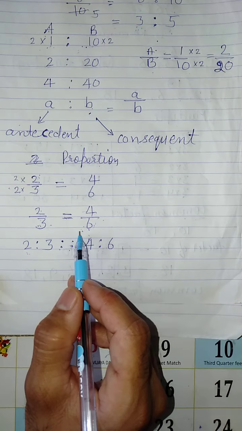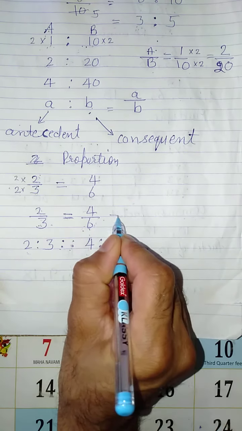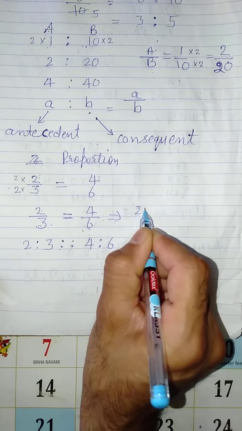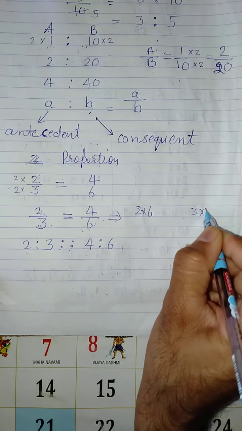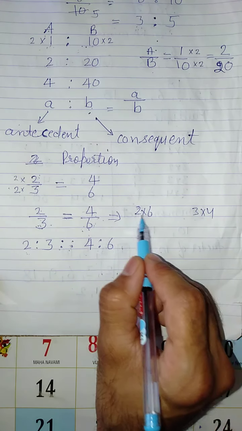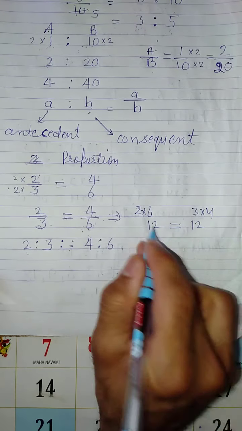And in proportion, as we see here, these are equivalent fractions, so they will be equal to each other, right? Let's compare. This 6 will be multiplied with 2, so 2 multiplied by 6, and 3 will be multiplied by 4, 3 multiplied by 4. 2 sixes are 12, 3 fours are 12.